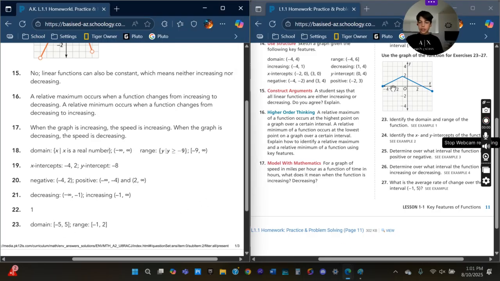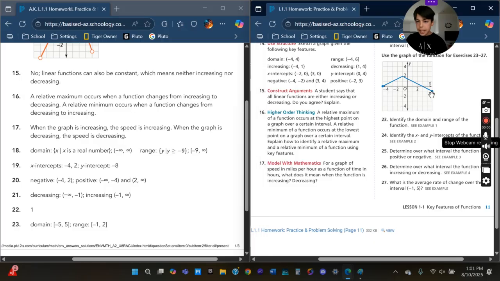And then for your range, it's just the lowest y coordinate to the highest. Right here, the lowest is -1, and the highest is 2, so it would just be -1, 2. And it includes them because there are points, so that's why there are brackets there, not parentheses.